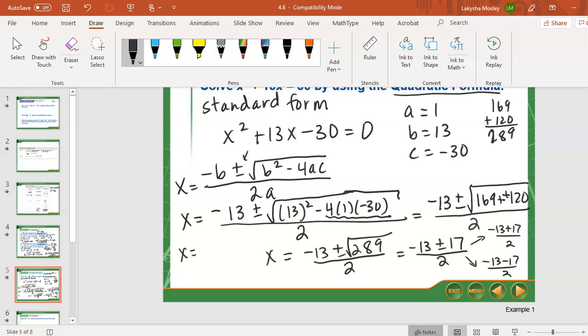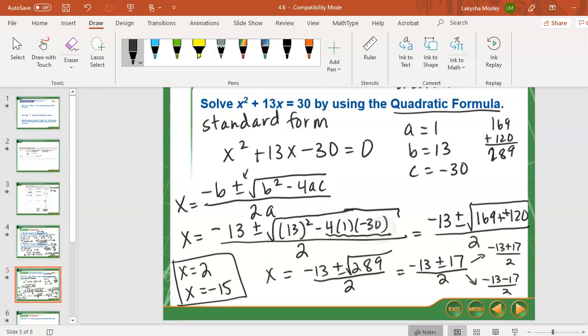So x is equal to, if I have negative 13 plus 17, that's 4. 4 divided by 2 is 2. And then my other answer, this is going to be negative 30. Divided by 2 is negative 15. So these are my two real rational roots or zeros. Okay, so I got 2 x-intercepts.